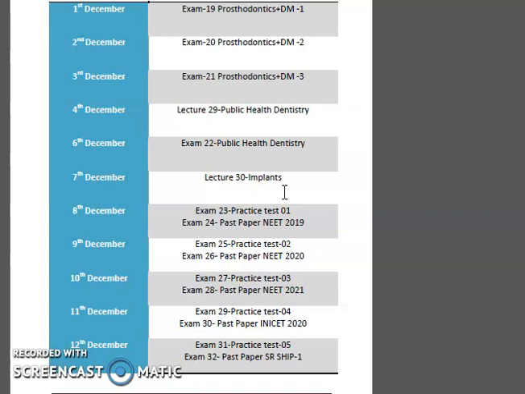You can start with the oral pathology and complete in 5 days. Give the exam, which is a must for your revision to know where you stand. So till 7 December we are going to complete everything. The exam probable date is around 19 December.